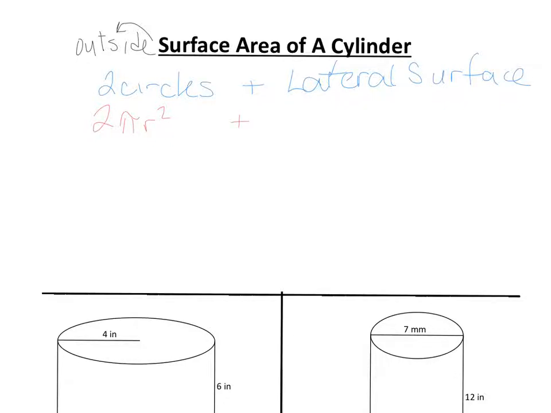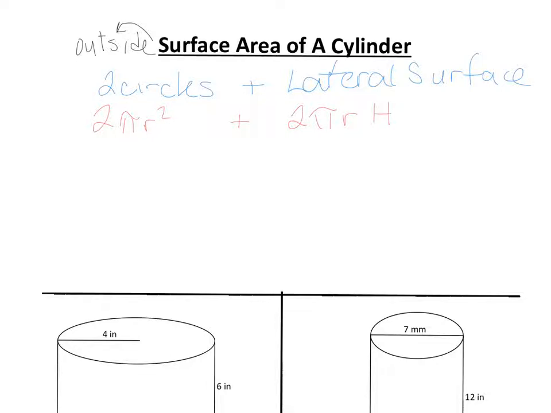Now, the lateral surface deals with the circumference, because if you unfold a soup label, the long part of the soup label is the circumference if we fold it all around, and we know that circumference is 2 pi r, and then the width of the label is going to be the height of the cylinder, the height of the can, so we get h.